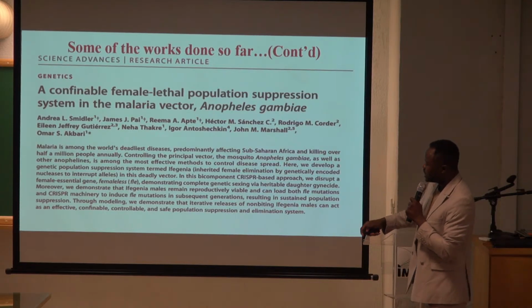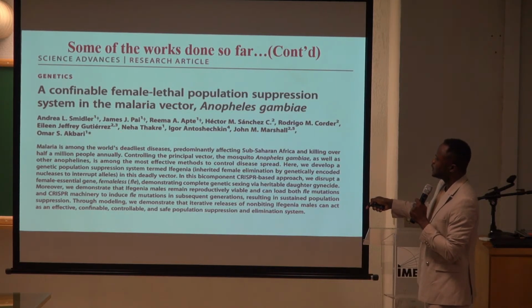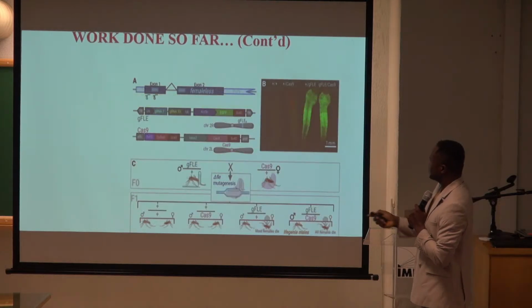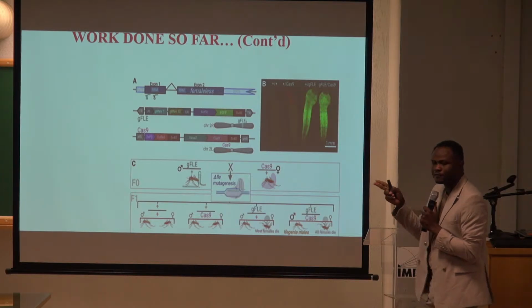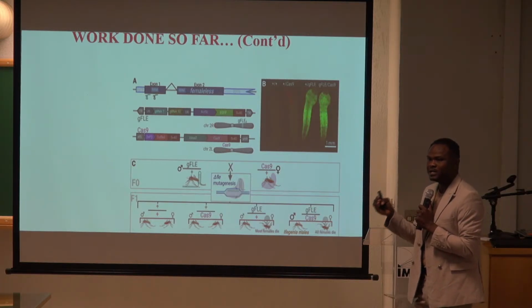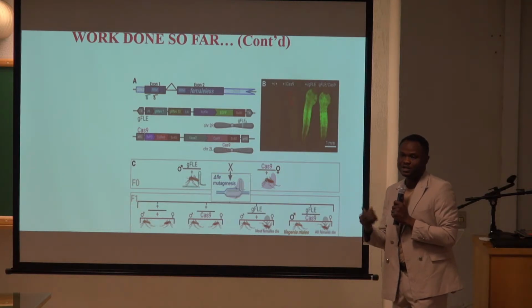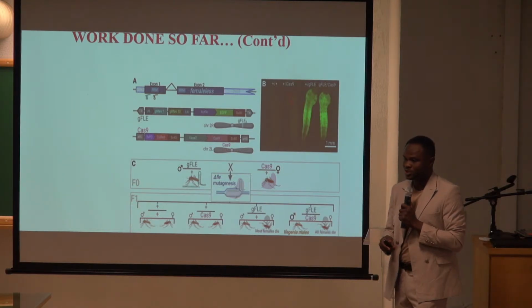So in the life cycle, I'm going to get there. So this is what happened. What they did is to cut off using CRISPR. CRISPR is a gene technology that you can use to cut off some region in the DNA.